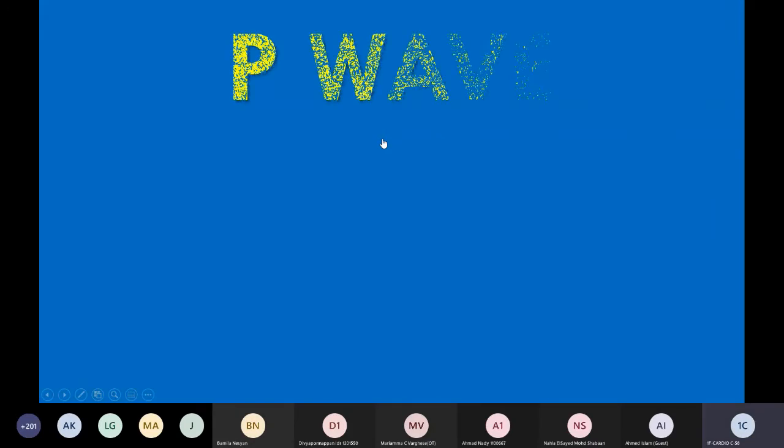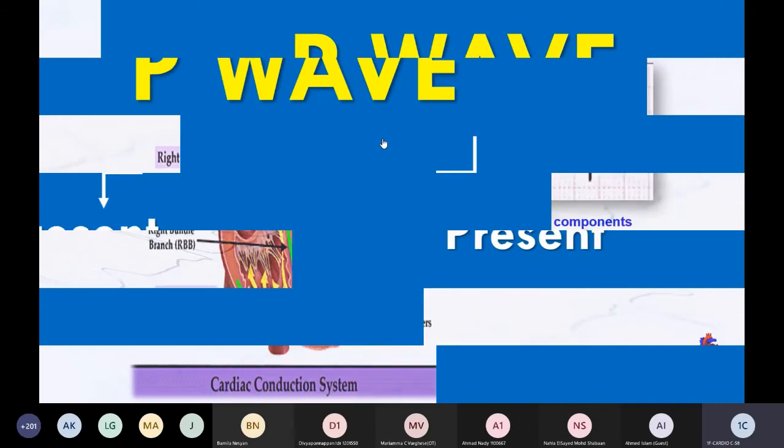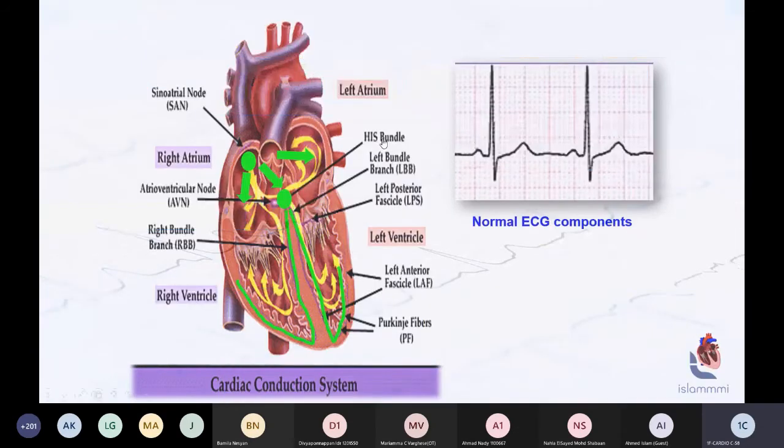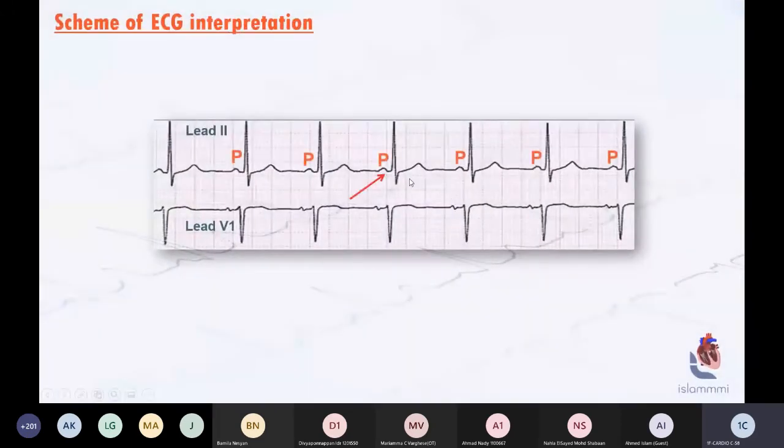We have two conditions: either a present P wave or an absent P wave. The normal is to have a present P wave, of course. As we said before, the P wave comes when the impulse is fired from the SA node and spreads all over the atrium through these lines until it reaches here. It is represented here by the P wave. So this is the normal shape of the P wave, and it should be present before each QRS, and only one P wave, not more than one.